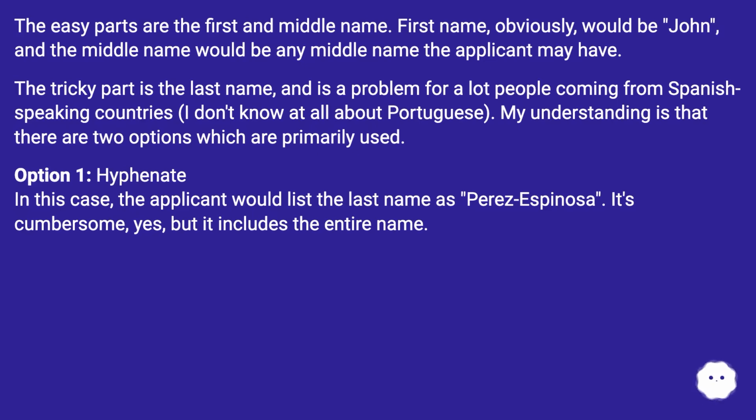My understanding is that there are two options which are primarily used. Option 1, hyphenate. In this case, the applicant would list the last name as Pérez-Espinosa. It's cumbersome, yes, but it includes the entire name.